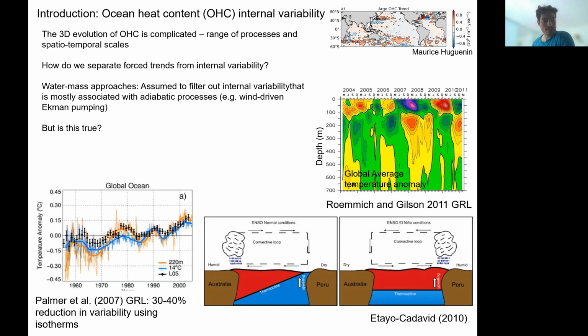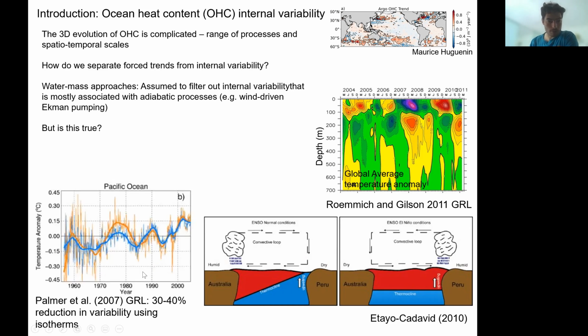Now, this has been looked at in the past. Particularly one study I want to highlight is this one by Matt Palmer in 2007 in GRL. He compared temperature variability averaged over the top 220 meters in orange compared to the average above the 14 degrees Celsius isotherm in blue. I'm just going to swap to the Pacific Ocean just to illustrate the point. You can see that the depth coordinate analysis is affected by more noise, more variability than the temperature coordinate analysis. It's reduced about 30 to 40% in the temperature coordinate. This suggests you might have an easier time identifying forced trends if you use the temperature coordinate versus the depth coordinate.